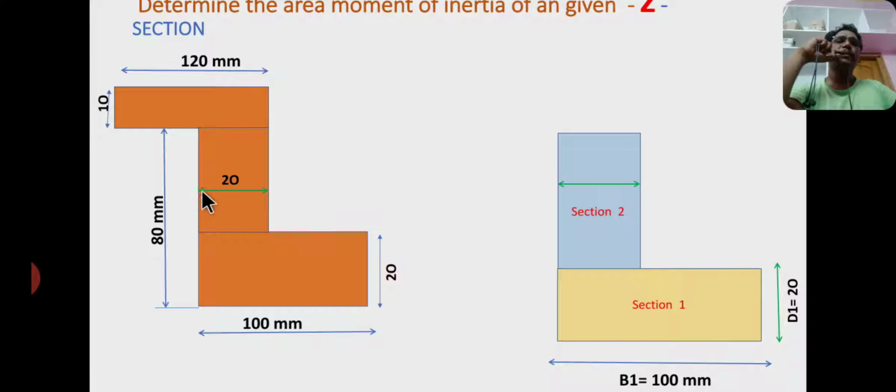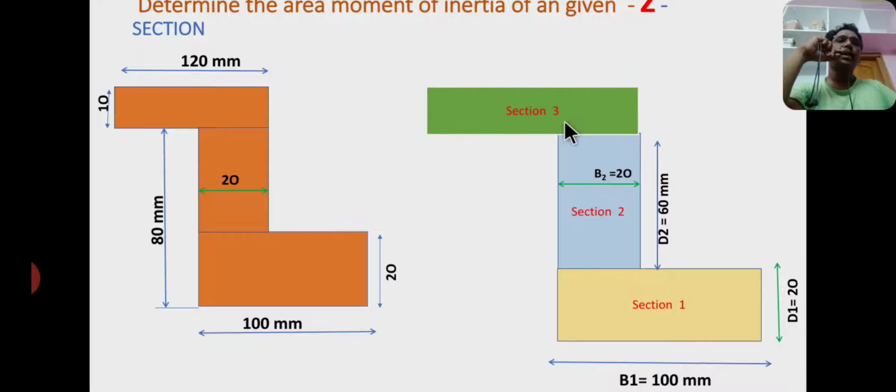From here to here the base b2 equal to 20 mm, and height or depth from here to here, the depth d2 equal to 60 mm. Okay, and I consider this top horizontal rectangle as section 3, having dimensions from here to here the base b3 equal to 120 mm, and depth d3 equal to 10 mm. Okay, depth or height equal to 10 mm, and base b3 equal to 120 mm.